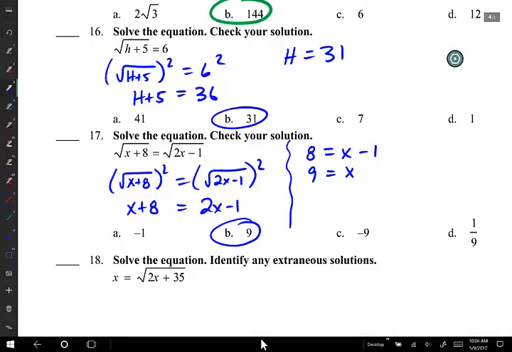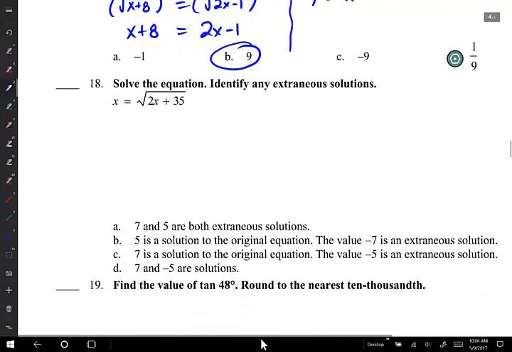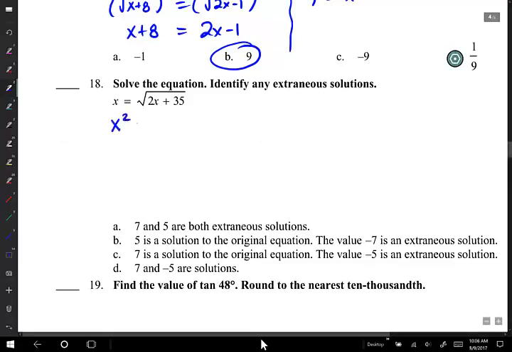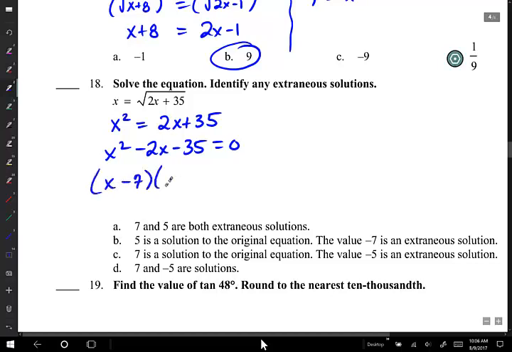18. We square both sides, and we get x squared equals 2x plus 35. We set it equal to 0 by subtracting. Now we factor x minus 7, x plus 5, and we solve, so x equals 7 and x equals negative 5.